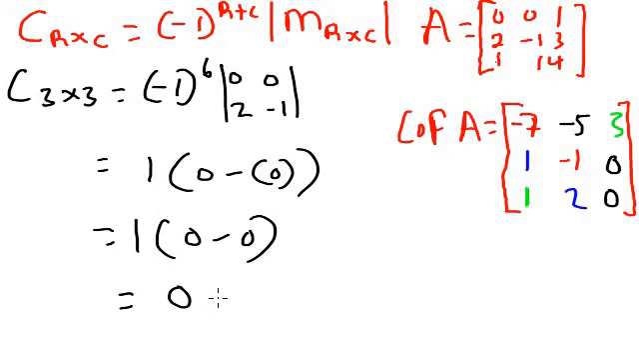Hopefully you now know how to find the cofactor matrix of a given matrix. Similarly, the minor matrix of a particular element with a given dimension. Likewise, the cofactor of a particular element with a given dimension in a given matrix.